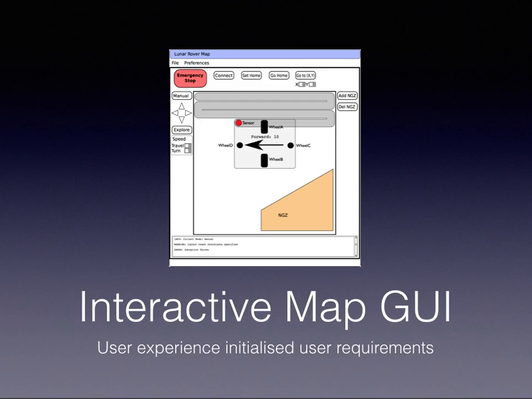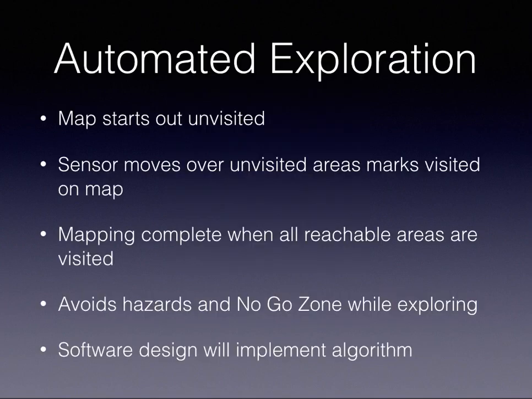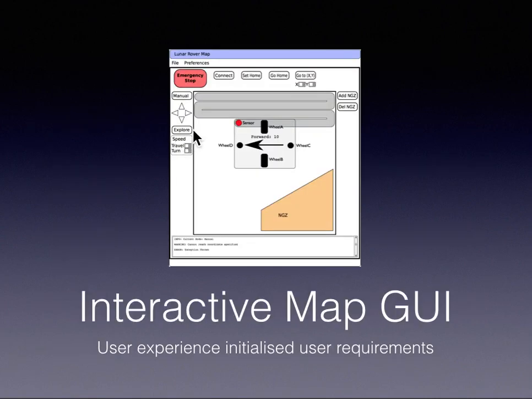So the bulk of the time is going to be spent in automated exploration. The map will start out in an unvisited state and the sensor will move over areas until they're all visited. Mapping will be complete when all reachable areas are visited. While it's doing that, it'll have to avoid hazards and no-go zones, and the software design will implement the algorithm to do this. But we've got a rough idea here.